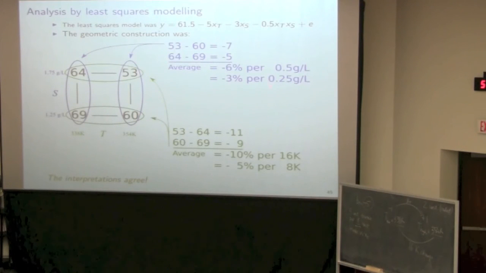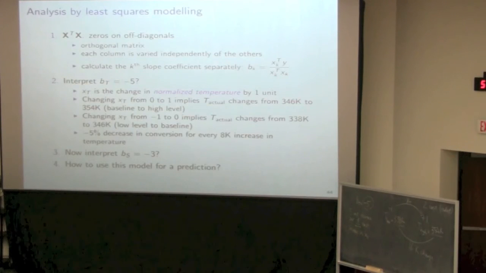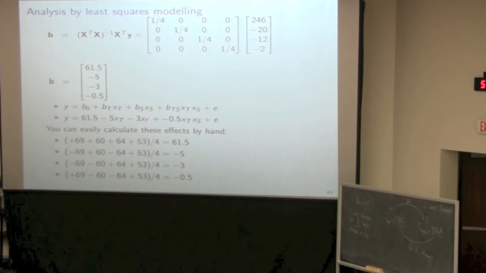That minus 3 over there, where we were considering a substrate effect, corresponds exactly to the minus 3 we see from the least squares model over there. Yes, how can we use the minus 0.5 XTXS? In this context, what you take from the fact that minus 0.5 is relatively small compared to the minus 3 and the minus 5 is that the system has little interaction.